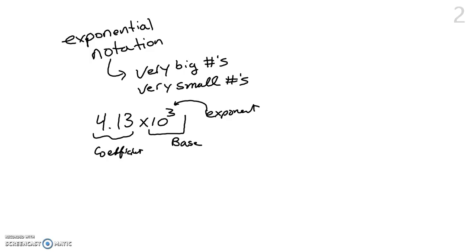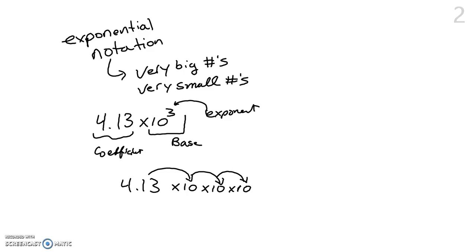Well, this coefficient tells us the initial digits, 4.13. Our base tells us what we're going to multiply this coefficient by. Our exponent tells us how many times that base is multiplied. In this case, 3. So it's 4.13 times 10 times 10 times 10.